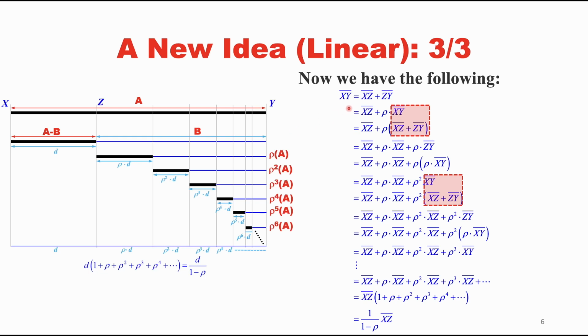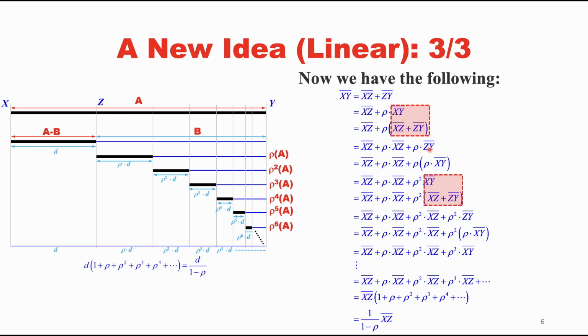Now, let's rewrite the whole thing. The result will be obvious. We know XY is equal to ZY plus XZ. But we do know the length of XZ. So XZ here, but ZY is reduced from XY. That is, ZY is equal to rho, the scaling factor, times the length of XY. However, the length of XY is the sum of XZ plus ZY. So this term becomes rho times XZ. This term becomes rho times ZY.